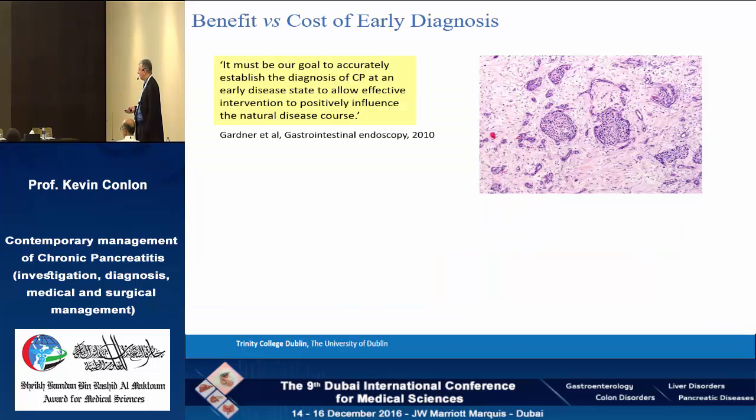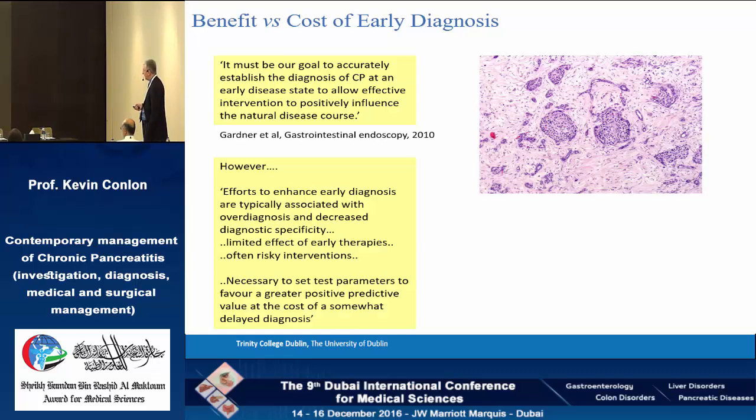Now, I apologize for showing my pathology slides, but anyway. I agree with Dr. Gardner, who said a couple of years ago that it must be our goal to accurately establish the diagnosis of chronic pancreatitis at an early stage to allow us to have an effective treatment. Remember, this is the islet cell surrounded by fibrosis. However, the problem we're faced with is that if you go for early diagnosis, you may over-diagnose the patient, and therefore we have limited effect of some therapies.